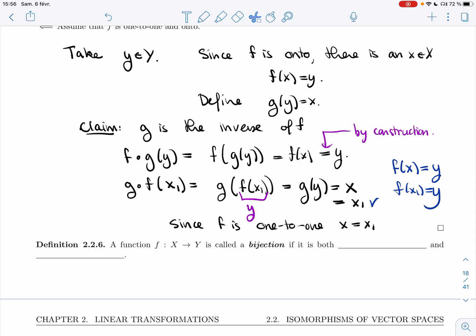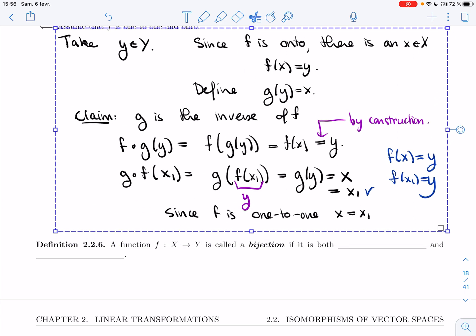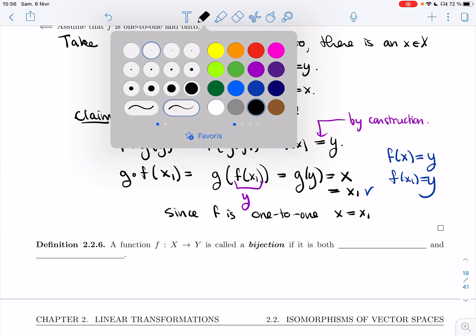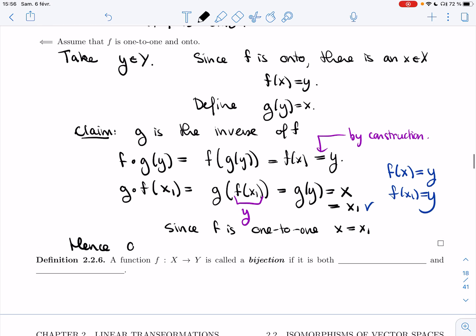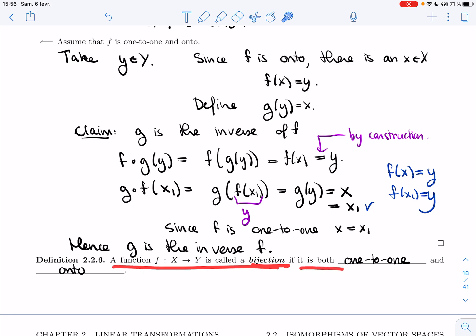All right, let me shrink this a tiny bit. And so we have that g is the inverse of f, and so f is invertible. All right, so if a function is both 1 to 1 and onto, we're going to like it because it's invertible. So let's give it a name. If a function is 1 to 1 and onto, we're going to call it a bijection. So a function is called a bijection if it is both 1 to 1 and onto.